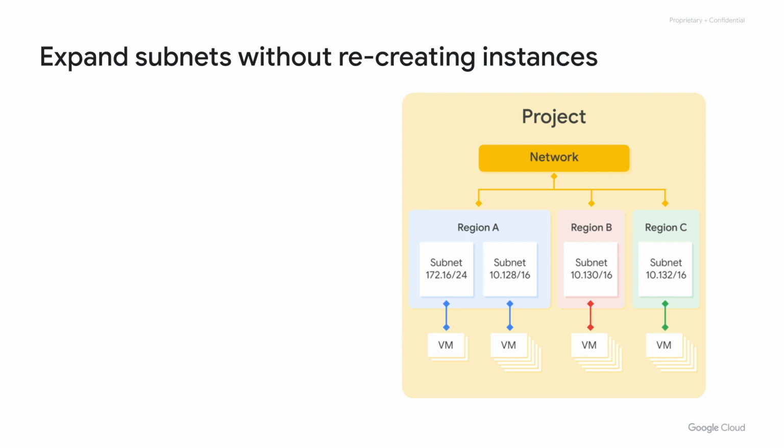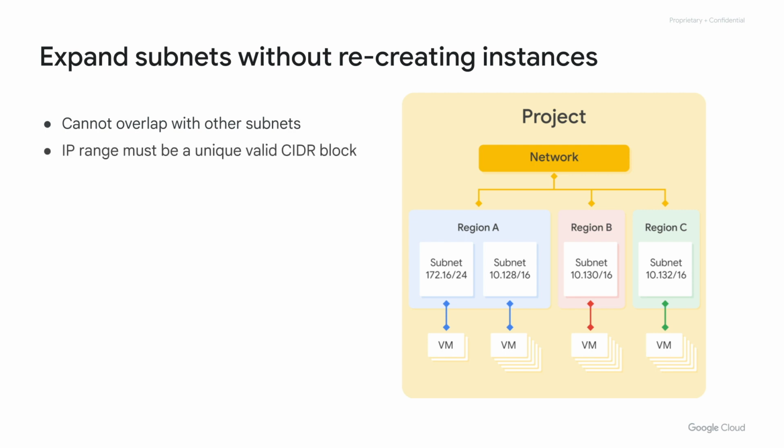This diagram illustrates a network with subnets that have different subnet masks, allowing for more instances in some subnets than others. This gives you the flexibility and growth options that meet your needs, but there are some things to remember. The new subnet mask must not overlap with other subnets in the same VPC network in any region. Each IP range for all subnets in a VPC network must be a unique, valid CIDR block. Also, the new subnet IP ranges are regional internal IP addresses and have to fall within valid IP ranges.